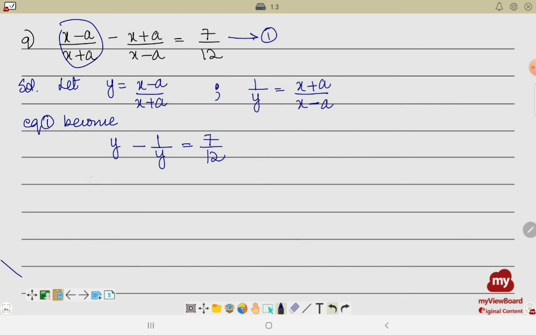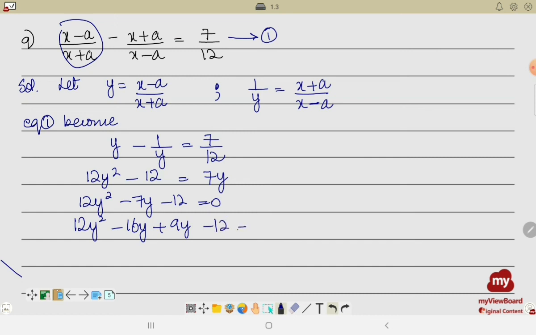Now I'm going to write it directly. First term multiplied by 12y becomes 12y squared. Second term multiplied by 12y becomes just 12. Last term multiplied by 12y becomes 7y. So we'll just rearrange it further. Okay, now we are supposed to break down the middle term. 12 into 12 becomes 144, and we also need 7. So we'll use the factors 16 and 9, right? So minus 16y plus 9y minus 12, right?